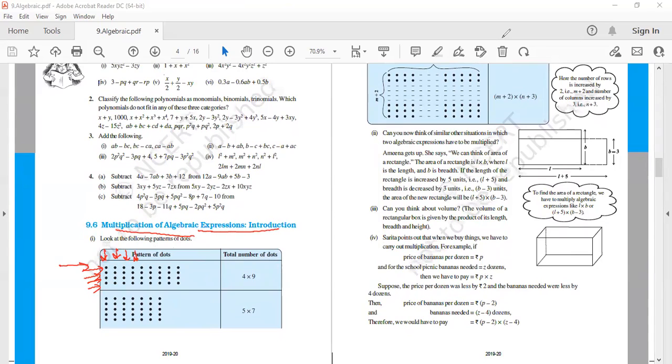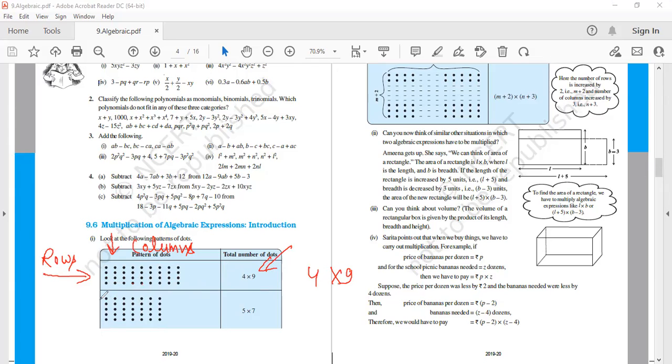These are your rows, and these are your columns. So how many rows are there? That is 4. How many columns? 1, 2, 3, 4, 5, 6, 7, 8, 9. So 9 are there. To find the total number of dots, you just multiply 4 into 9, and you will get the total number as written here.